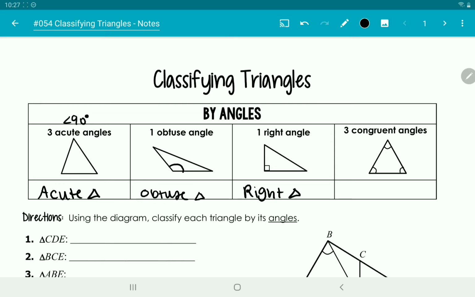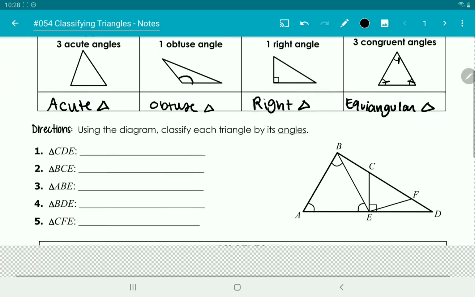And then if you have three congruent angles, so all three of these the same, put one tick mark on each of them to show they're the same, then that is an equiangular triangle, because they have equal angles. Sorry, this one's kind of hard to write. I don't know if I have enough room.